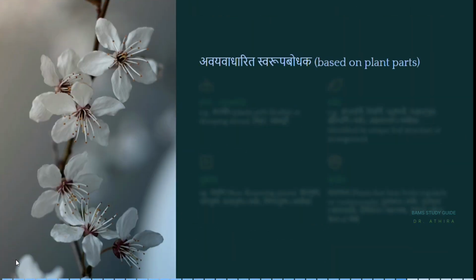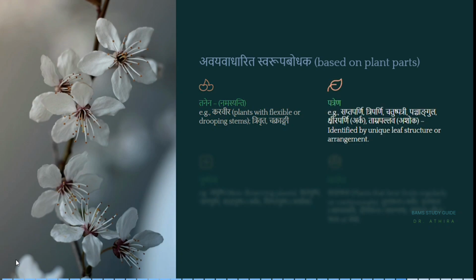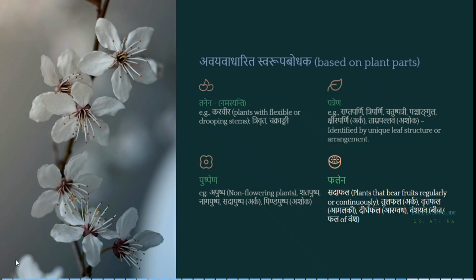Plants were also classified based on their different parts, known as Avayavadharita classification. Some were identified by their stem, like plants with flexible or drooping stems such as Karavira. Others were classified based on their leaves, like Saptaparni, Triparni, and Panchangula, which have distinct leaf patterns. Classification was also done based on flowers, including Apushpa for non-flowering plants and varieties like Shatapushpa and Nagapushpa. Similarly, fruits were used as a basis with terms like Sadafala for plants that bear fruits regularly, Vrittafala for round fruits like Amalaki, and Dirghafala for long fruits like Aragvatha.